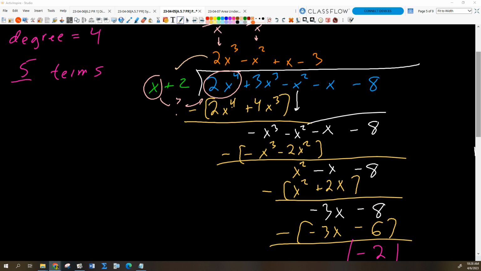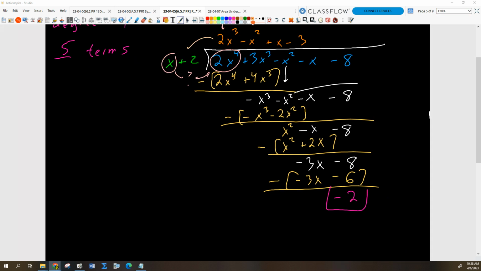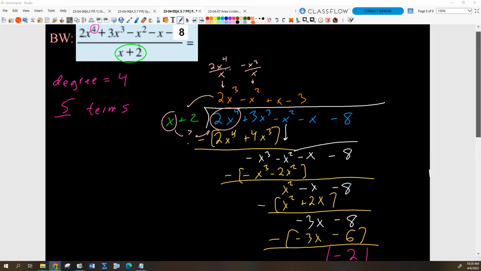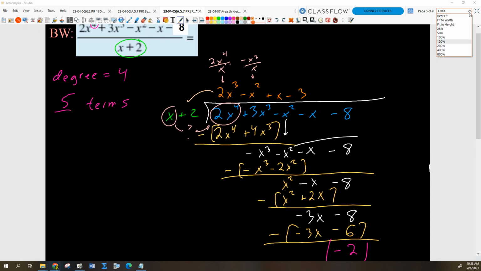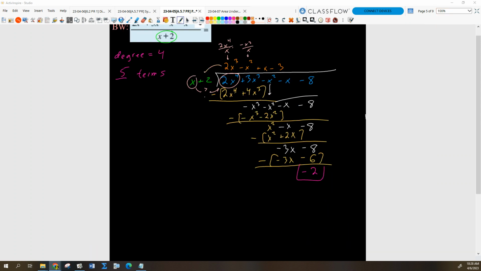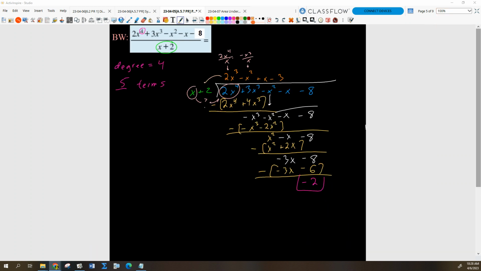So now what is our answer? Let me make this just a little bit smaller so we can see everything. What's my answer going to be? Even a little bit smaller than that. Let's go down to there. Ooh, that's pretty small, but what's my answer going to be? What goes up here?